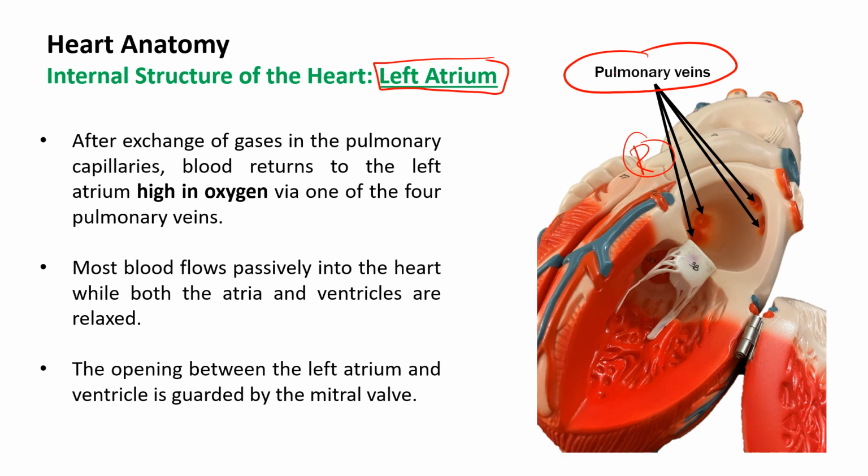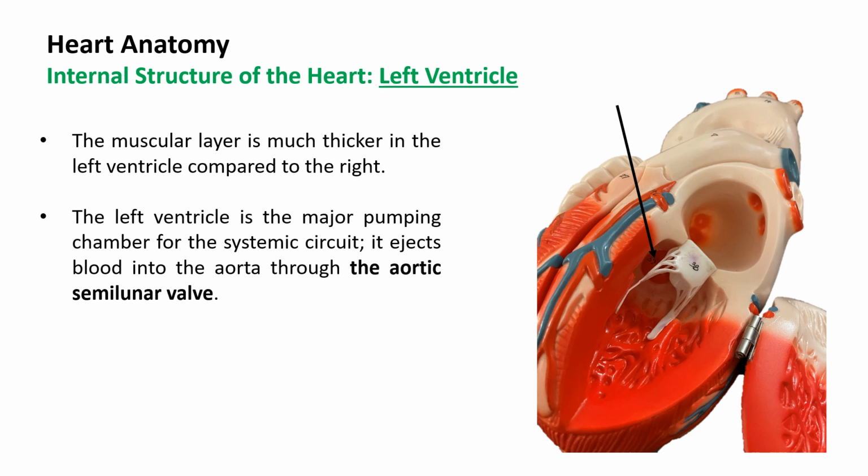Also, we can see here, so this chamber here is the left atrium. And now I'm going to show you the left ventricle next, which is pretty much the same. These are how the valves look in the model, okay? These ones are the chordae tendineae. So remember, the chordae tendineae, they have two ends.